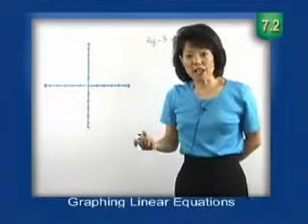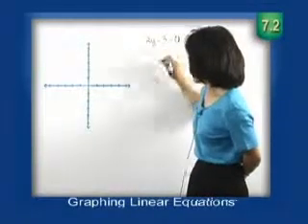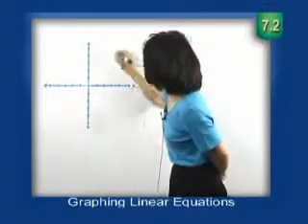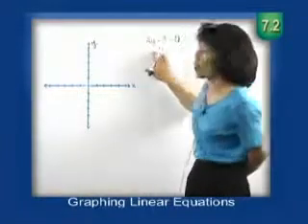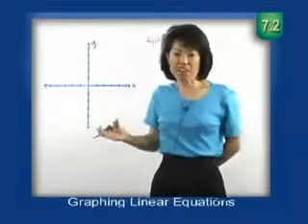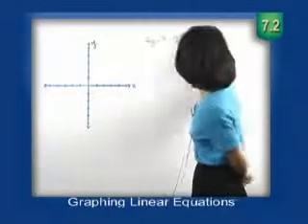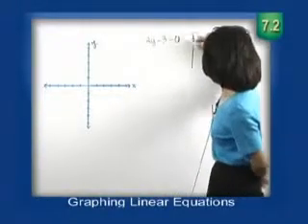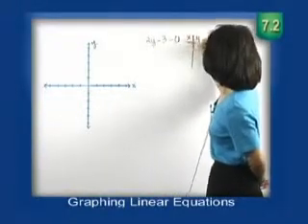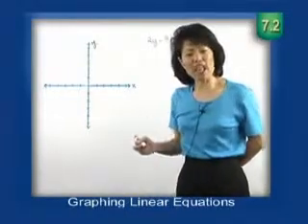Right away you may notice the big difference between this equation and the ones we just finished graphing is the fact that there's no x involved. Now how's that going to affect the graph of this line? Well, we'll return to the same method, which is using that t-bar of values, and let's see what happens.